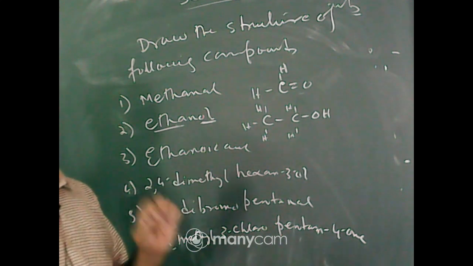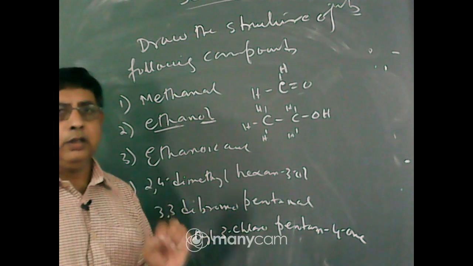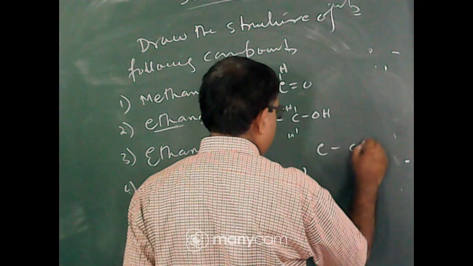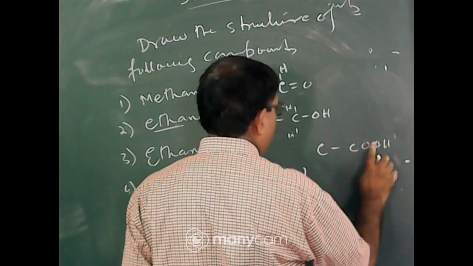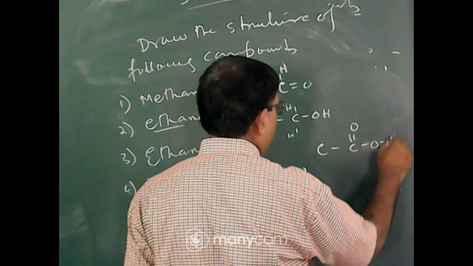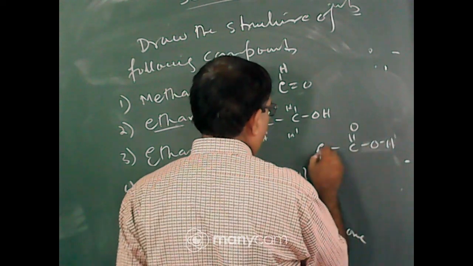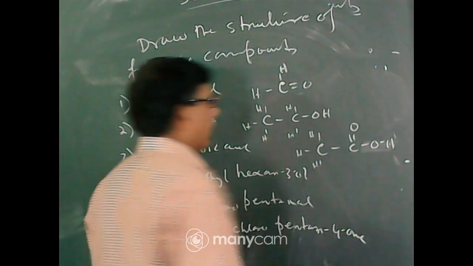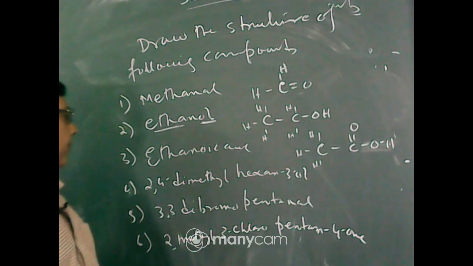Ethanoic acid: ethanoic, eth is root word 2. So draw 2 carbon atoms, one as acid, COOH. You can write the acid group in this way, COOH, with 2 carbons and here 3 hydrogens. So this is called ethanoic acid, CH3COOH.